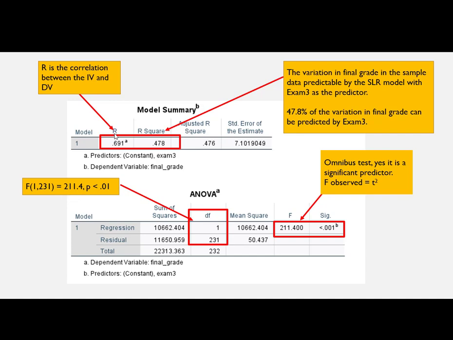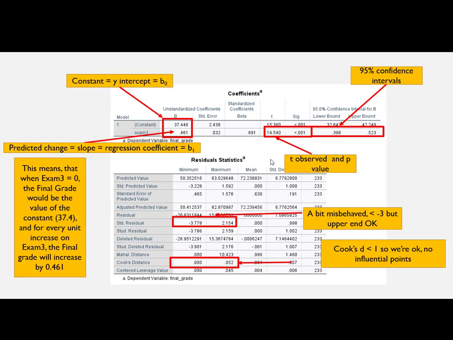This capital R is also the lowercase r, it's the Pearson correlation. It's a little bit lower than the other one, it's 0.69. And our R square is 0.478, so 47.8% of the variation in the final grade can be predicted by exam 3.